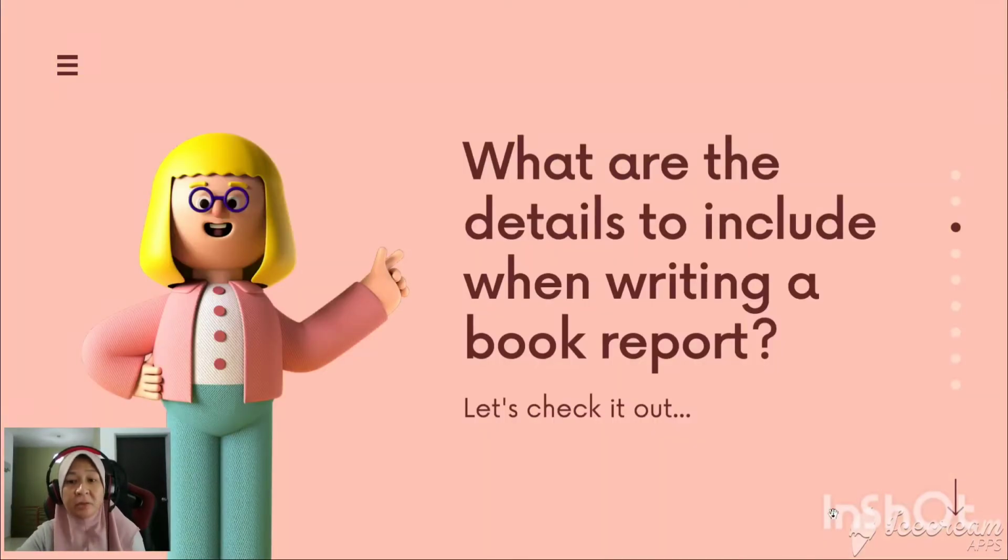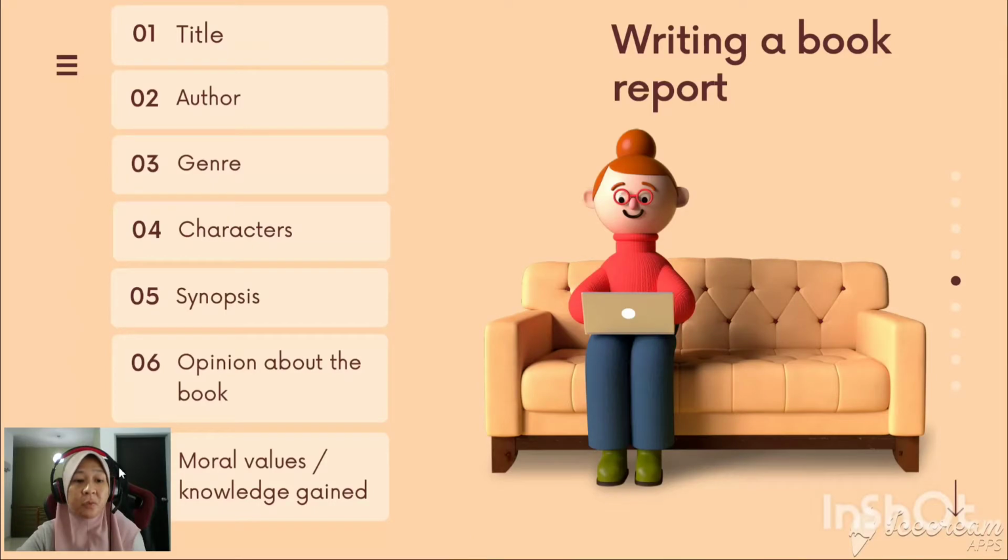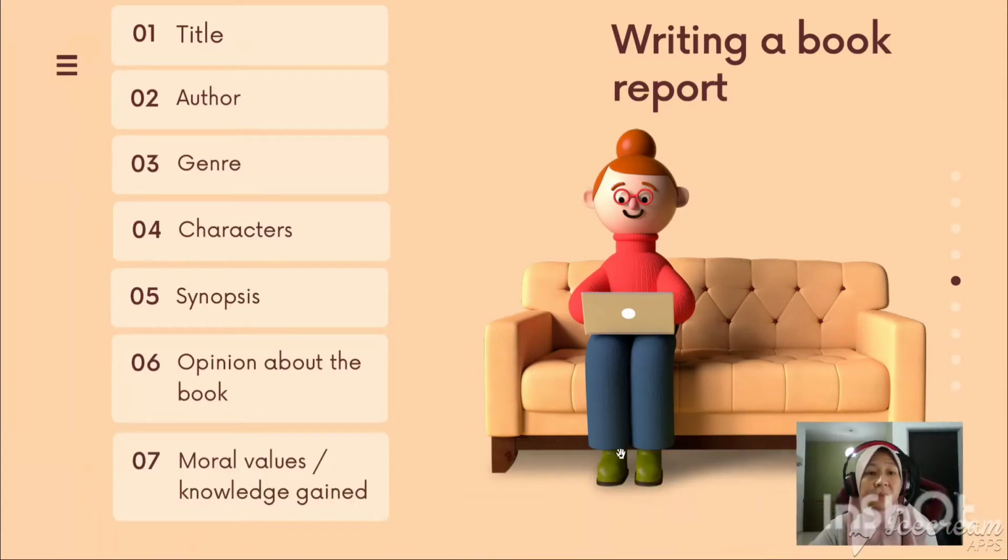What are the details to include when writing a book report? Do you know? Well, let's check it out. When you want to write a book report, these are the things that you need to include. Number 1 is the title. Number 2, author. Number 3, genre. Do you still remember what is the meaning of genre? Well, genre is a type or a category of something. So in this case, we are talking about books. So genre of the book means type of the book.